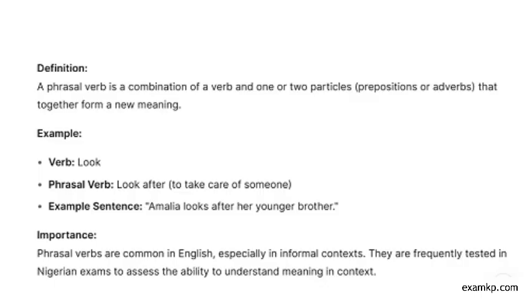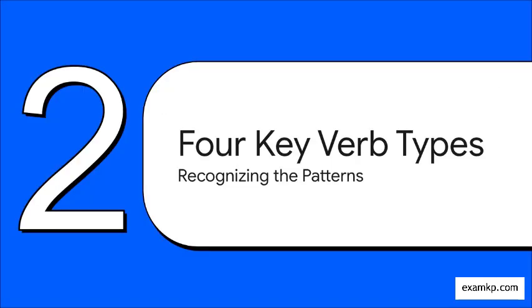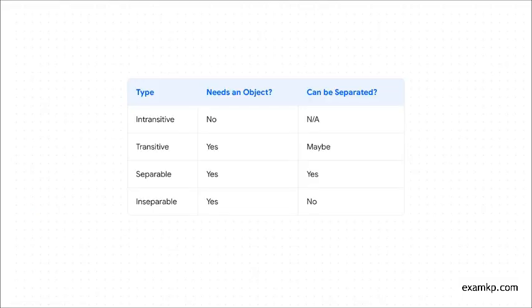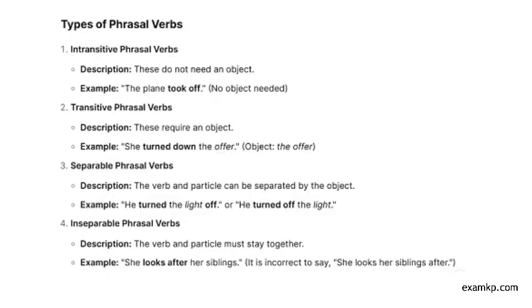Now here's where it gets really interesting. While they might feel totally random, phrasal verbs actually fall into four main categories, and just recognizing these patterns is a huge help. Okay, don't let this table freak you out. You do not need to memorize this. Just notice the patterns.